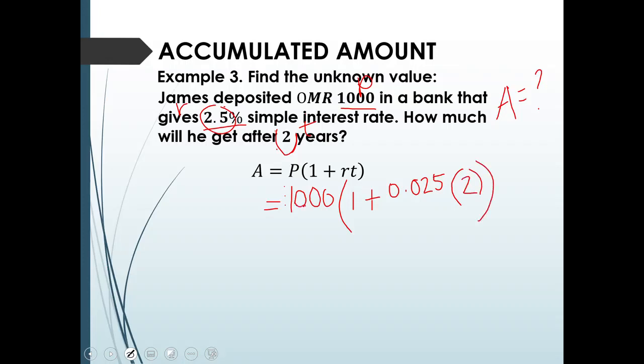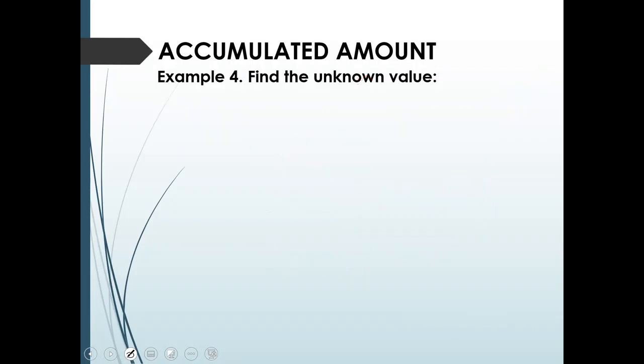Okay, so we will put this in the calculator. So you will get 1,050 riyals. OMR 1,050. Okay, so let's continue.